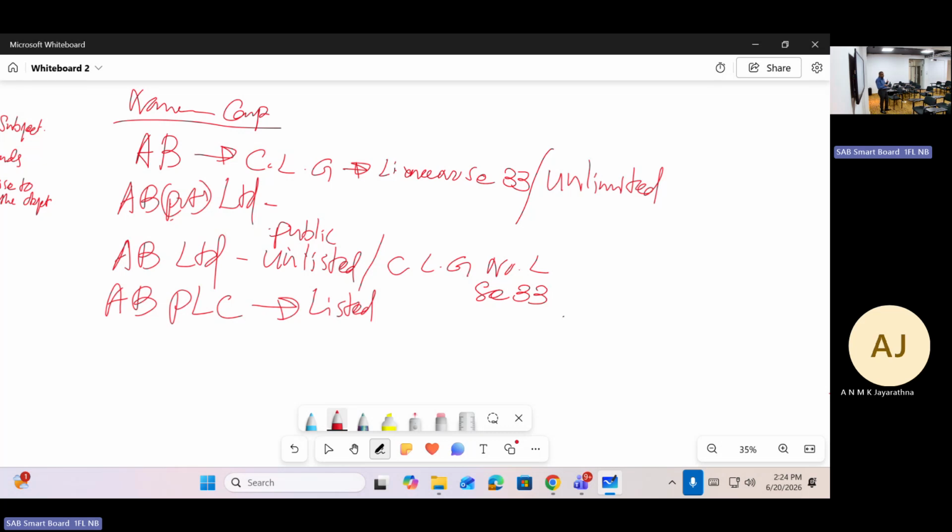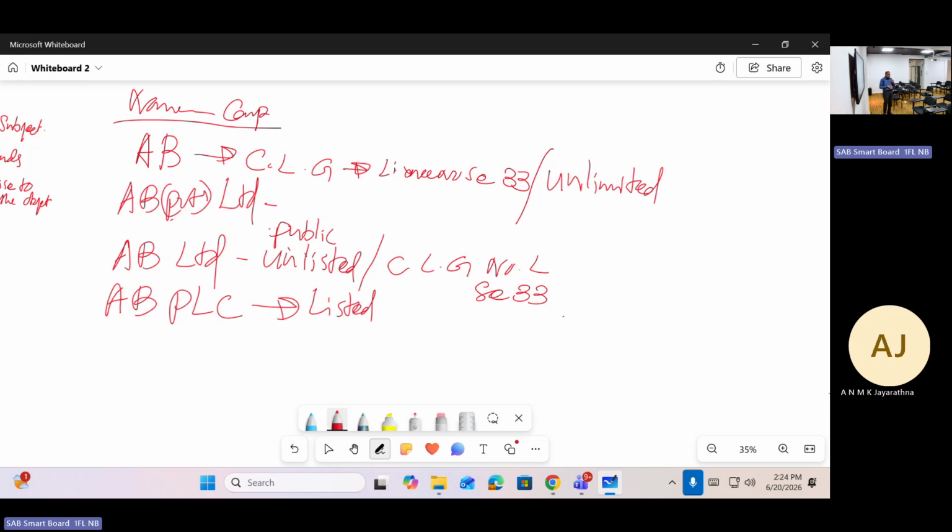Unlimited company, they have share capital. Only thing is liability is unlimited. The shareholders' liability is unlimited, as partners of a partnership or the owner of a sole proprietorship. Therefore, by disposing of their personal assets, they are responsible to settle the creditors of the company. That is the meaning of unlimited liability. But they can issue shares. So we can say the company must have share capital.